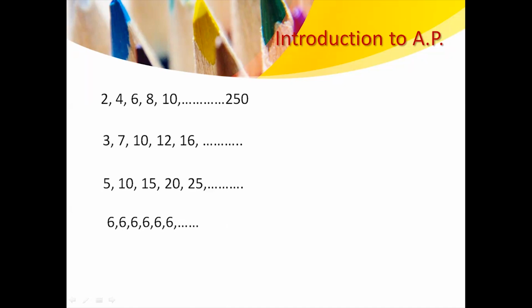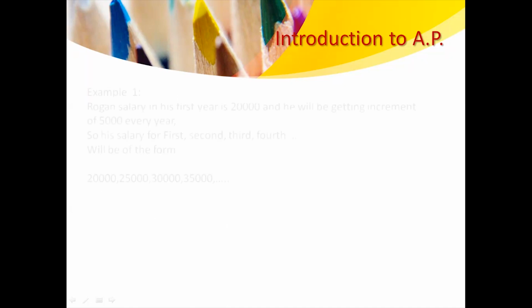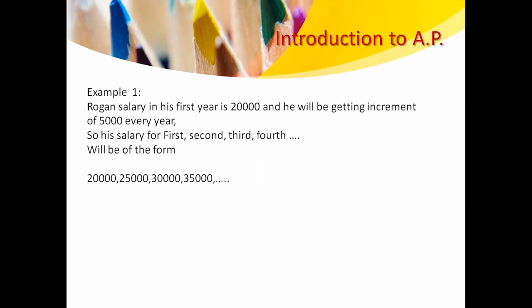Let's take a daily life example. Rogan's salary in the first year is 20,000. He is getting an increment of 5,000 every year. So after the first year, in the second year, he is going to get 25,000. Third year, he will get 30,000, 35,000, 40,000, 45,000 and so on. Right? So what again you observe? 5,000 is being added to the previous term, we get the next term. And similarly for the remaining terms.